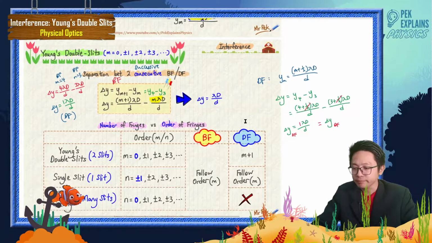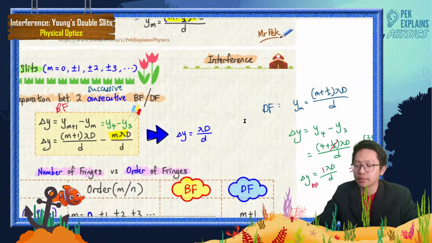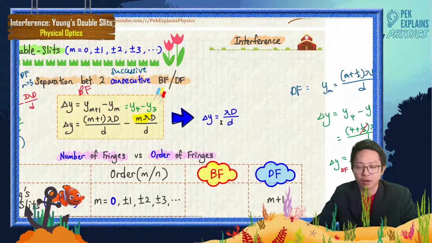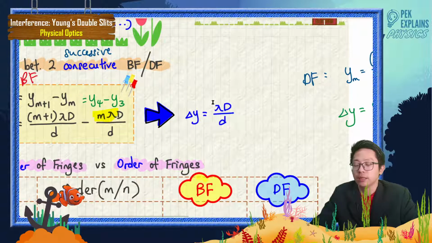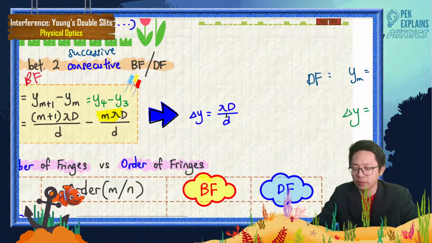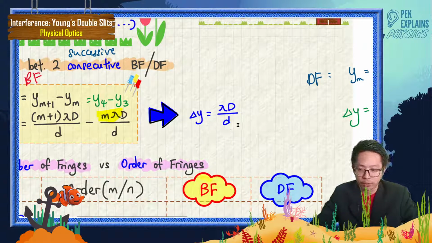Okay. Now, okay, we have finished about that. So, what's the consequence of this delta y separation? Very big difference. Okay, let's look. Delta y equals lambda D over d. This is a very important equation.